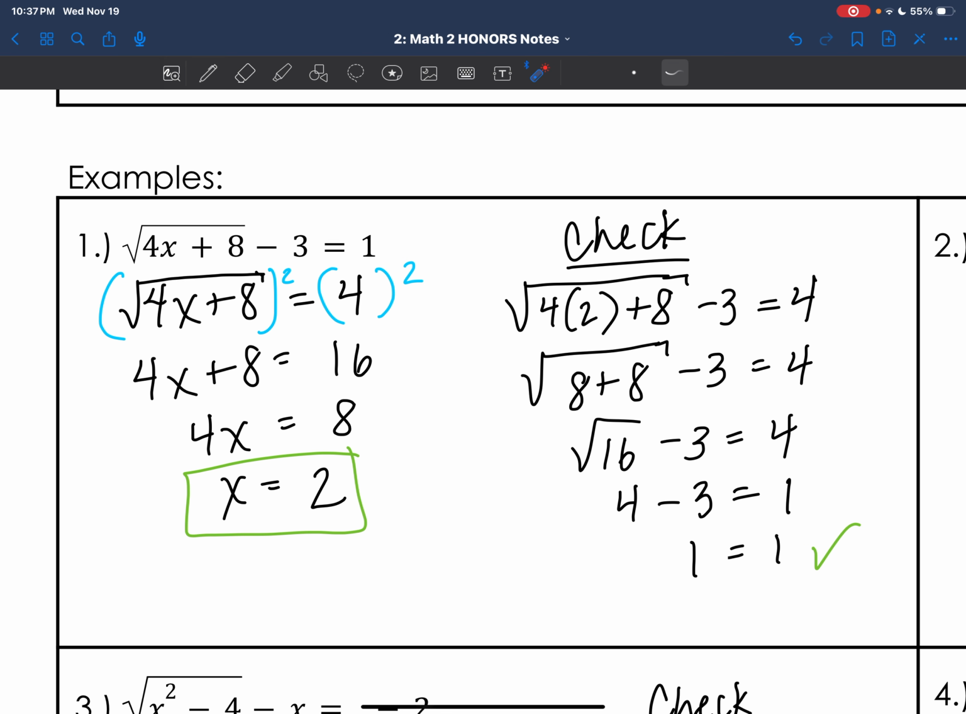Remember, we're just doing the positive root. 4 minus 3 is 1, so I get 1 equals 1. So since that is true, this is a solution. So x equals 2. You either see it like that or you'll see it written like that.